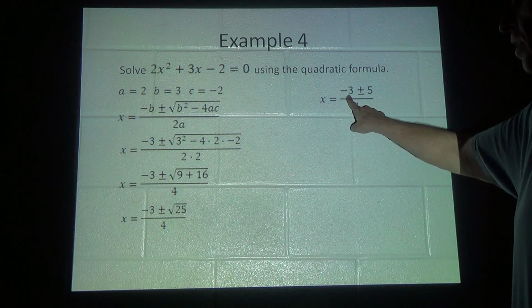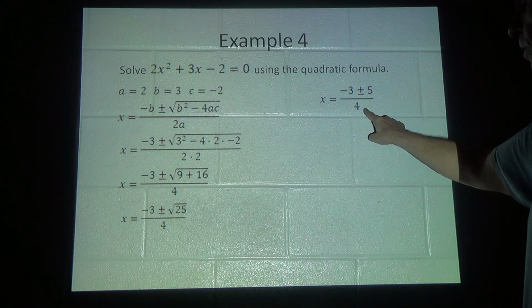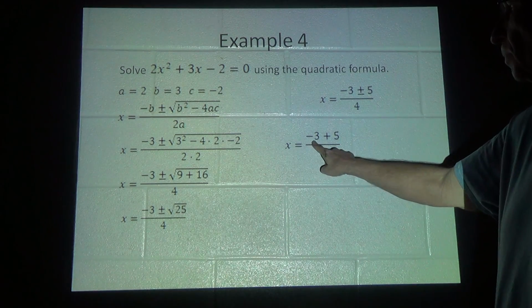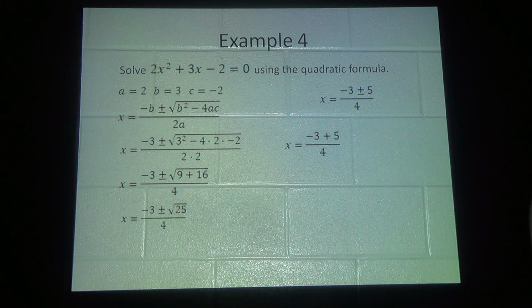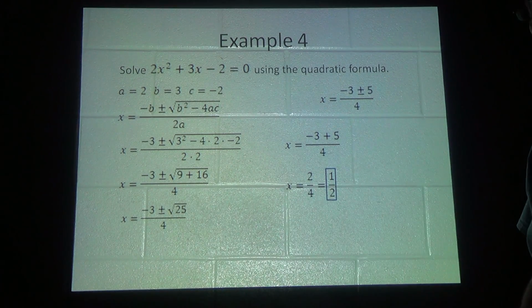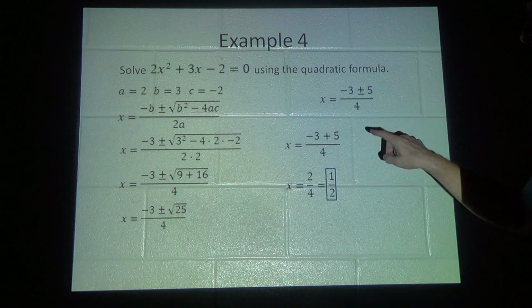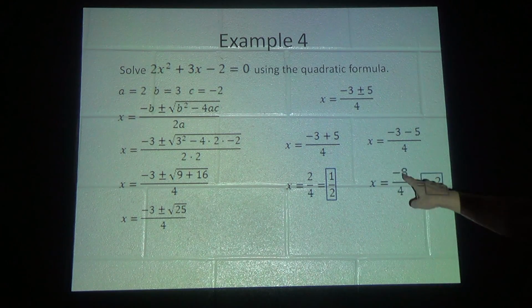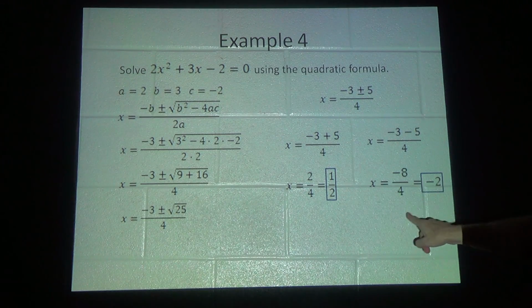So this gives me negative 3 plus or minus 5 divided by 4, which the positive version of this is going to give me negative 3 plus 5 over 4, which is positive 2 over 4, which is 1/2. Okay, the negative version of this will be negative 3 minus 5 over 4. Gives me negative 8 over 4, which gives me negative 2. Okay, so the two roots here, or the solutions, are going to be 1/2 and negative 2.